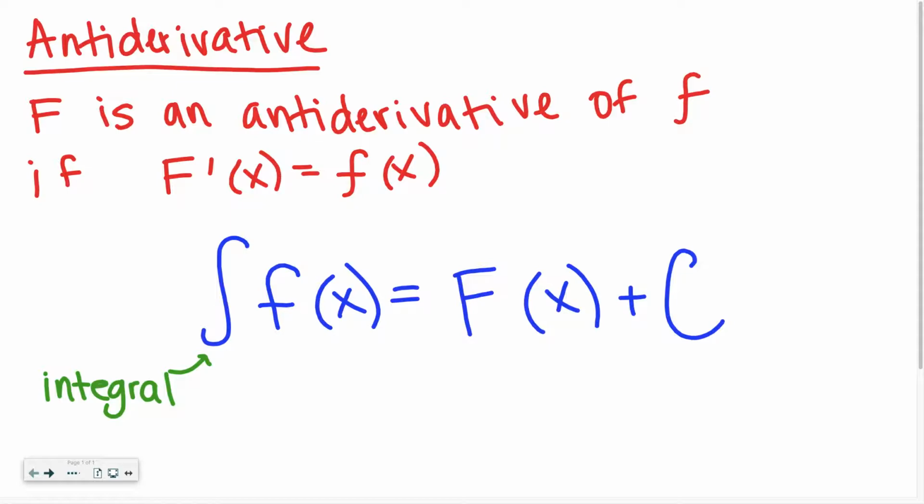Big F is an antiderivative of little f as long as you can take the derivative of the antiderivative to get to f. Okay. What you are going to see when I ask you for an antiderivative is this symbol right here. This is what we call an integral. It looks like a super skinny S stretched out. This is an integral symbol.